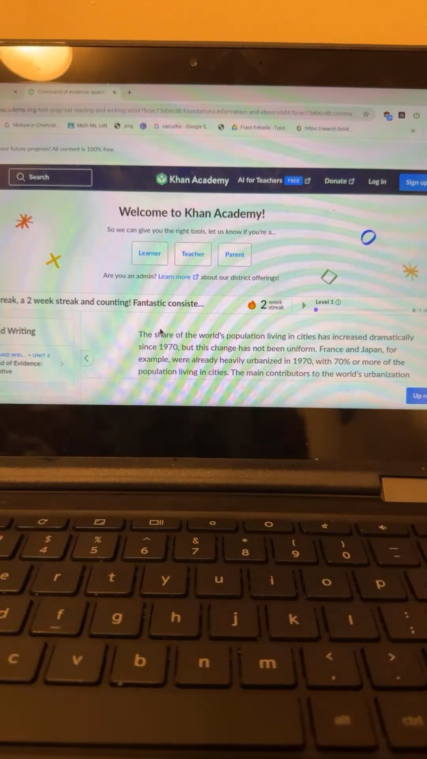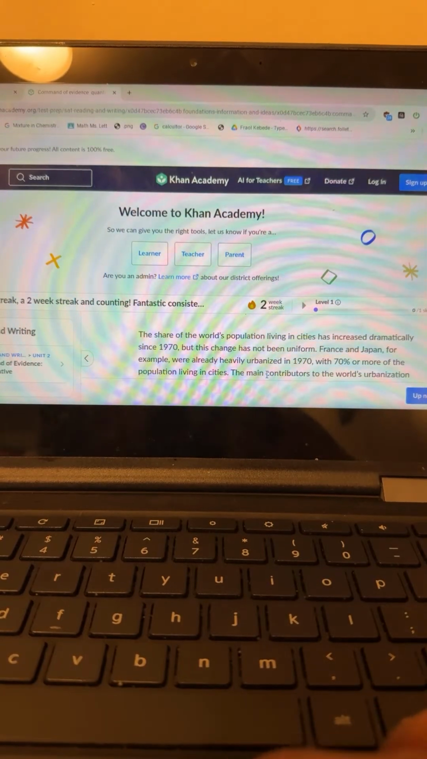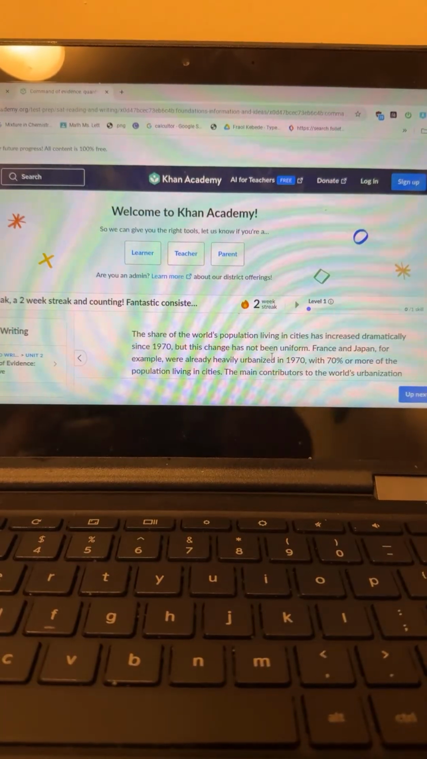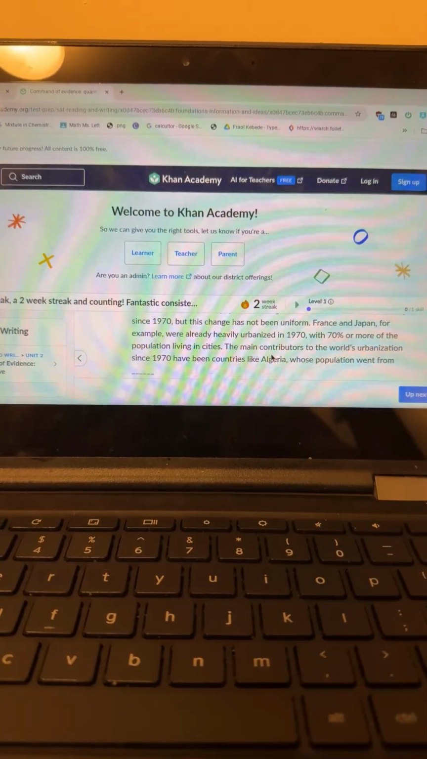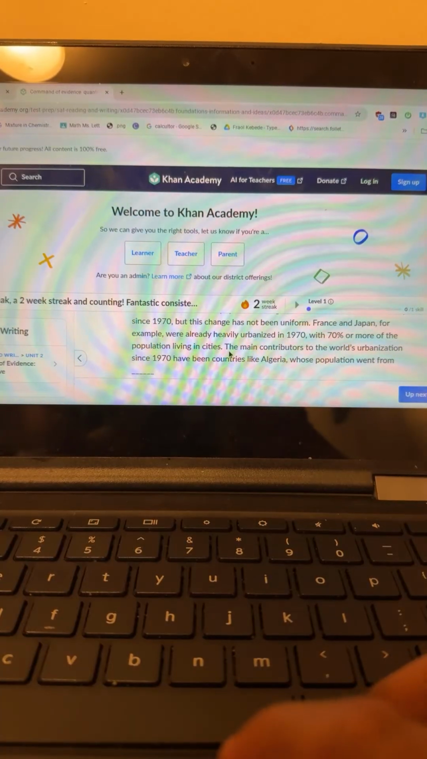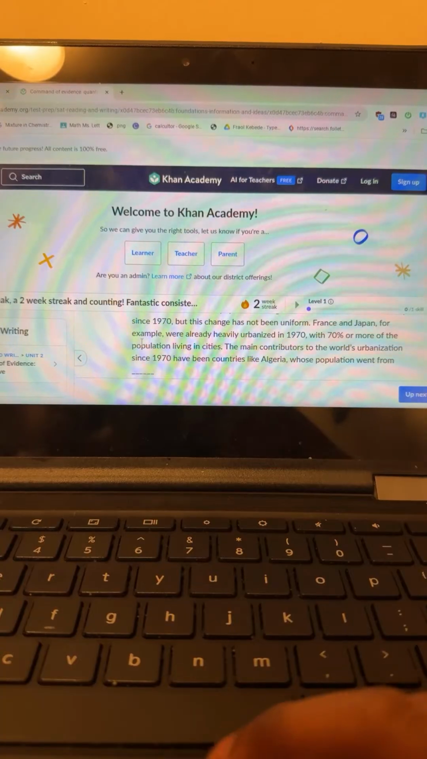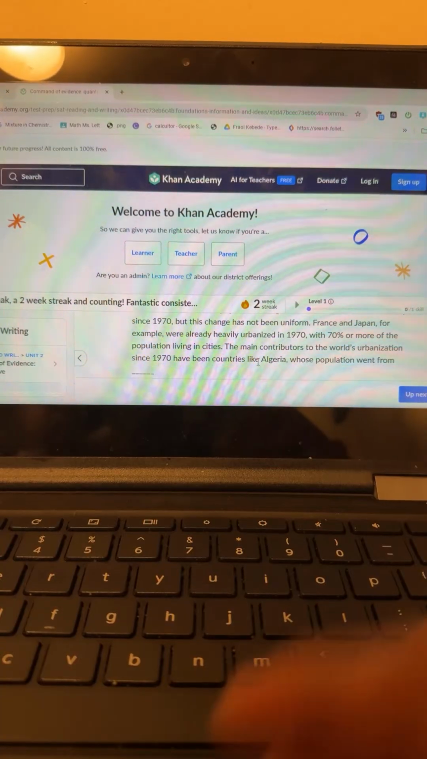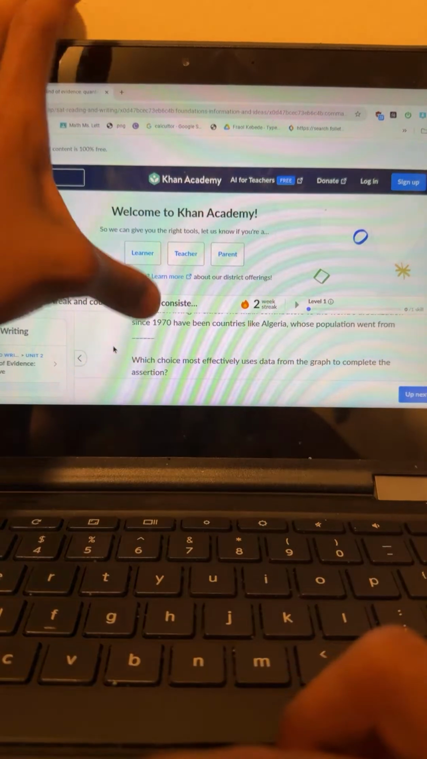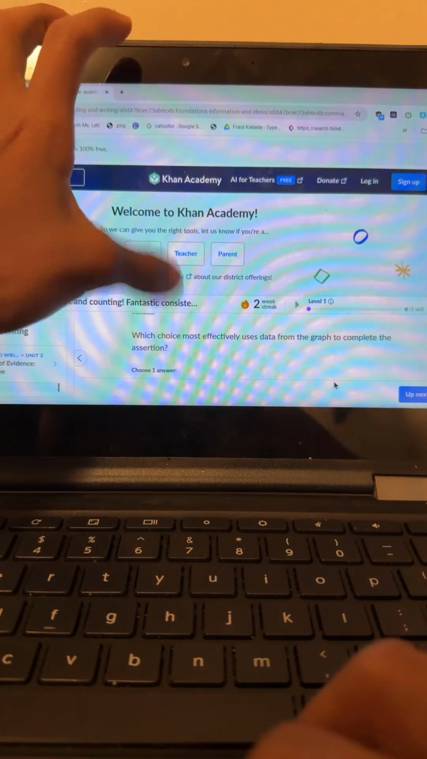Their share of the world's population living in cities has increased dramatically in the 1970s, but this has not been uniform. France and Japan, for example, were heavily urbanized in the 1970s, with 70% or more of the population living in cities. The main contributors to world urbanization in the 1970s have been countries like Algeria, whose urban population went from... Which of the following most effectively uses data from the graph?